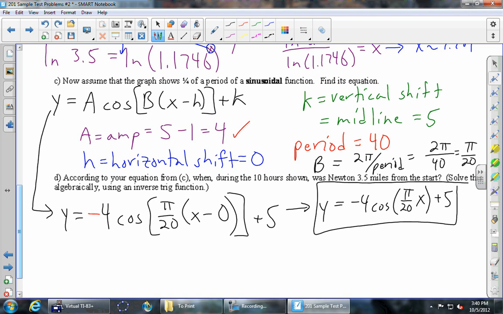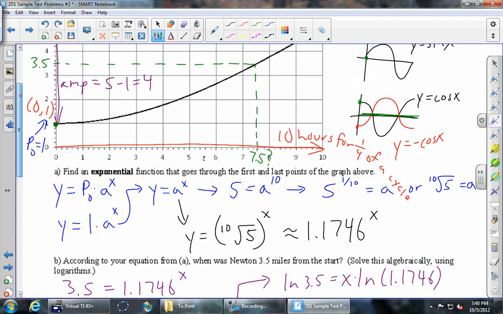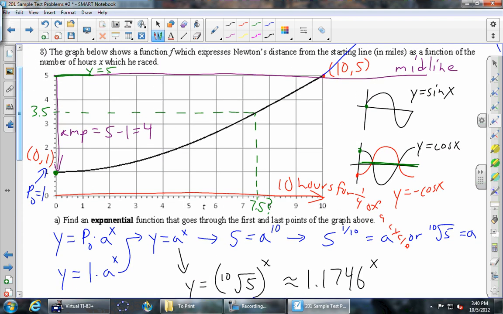Part D, according to your equation from C, when, during the 10 hours shown, was Newton 3.5 miles from the start? Solve this algebraically using an inverse trig function. So again, we're looking to figure out when Newton is 3.5 miles away. And it's the same green dotted line that we're looking for. So again, our estimate should be about 7.5. So let's see if we can do some algebra and get some number near 7.5.